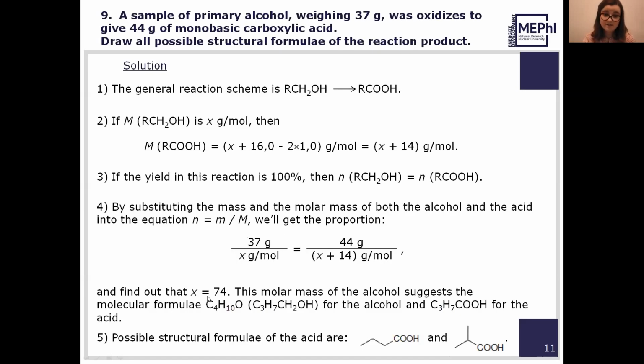And solving this equation, we will find out that X equals 74, which suggests that this formula for the alcohol can be rewritten like this. So in this formula, R is propyl in this case. For the alcohol, the formula is like this, and this is the formula of the acid. Yeah? And the possible structure formula of the acid are these two. The first one has got 4 carbon atoms in the chain, and the second one has got just 3 carbon atoms in the chain, and the 4th carbon atom is attached to the second carbon in the chain. So we have solved that one. Let's go to the last one.